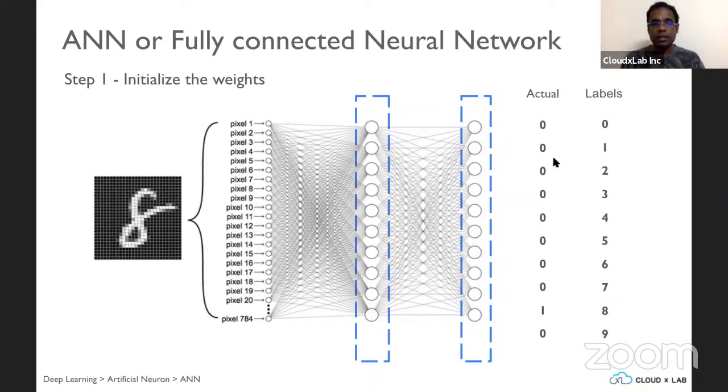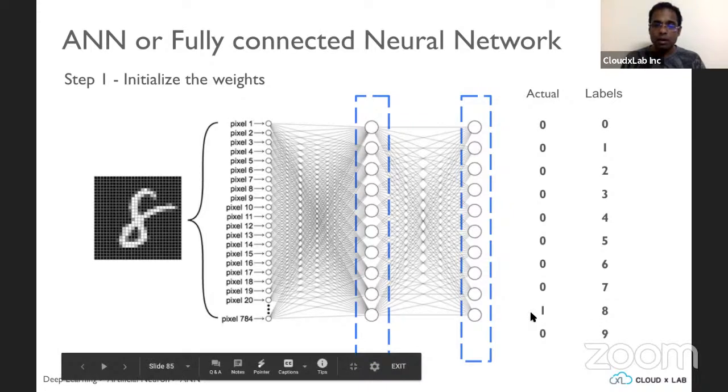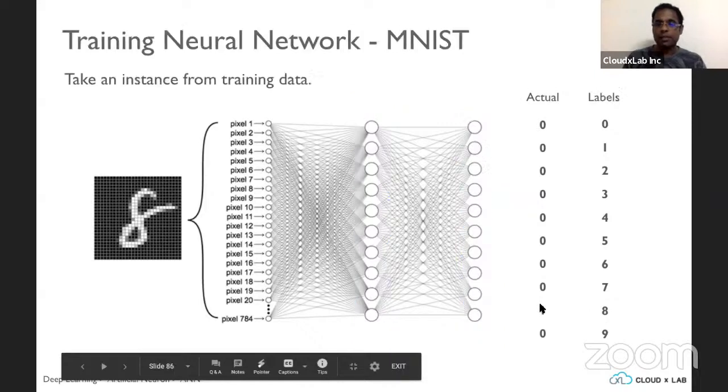Okay, so for example, in this case, if you have 8, the actual label would be all zeros, and there would be a 1 at the point corresponding to the 8. So you basically get a 0 or a 1, and that's it. You would have a 1 corresponding to the point where 8 comes in.